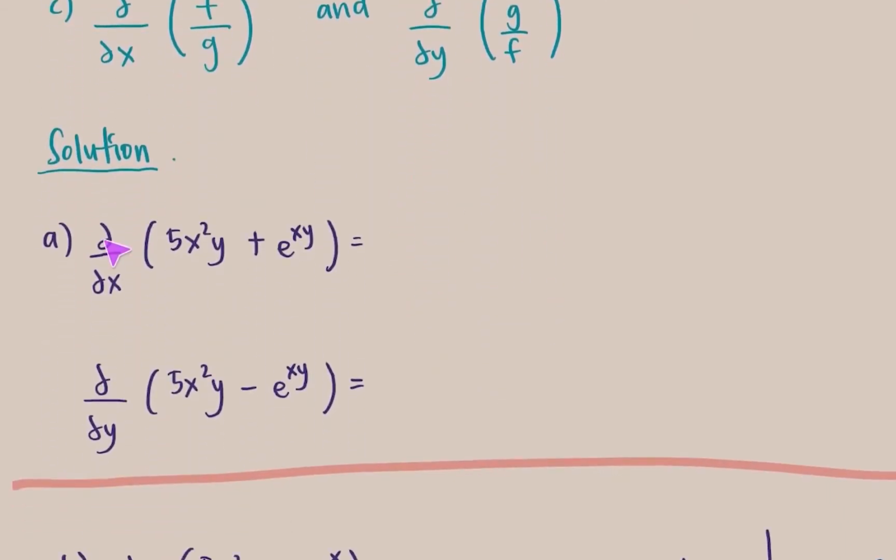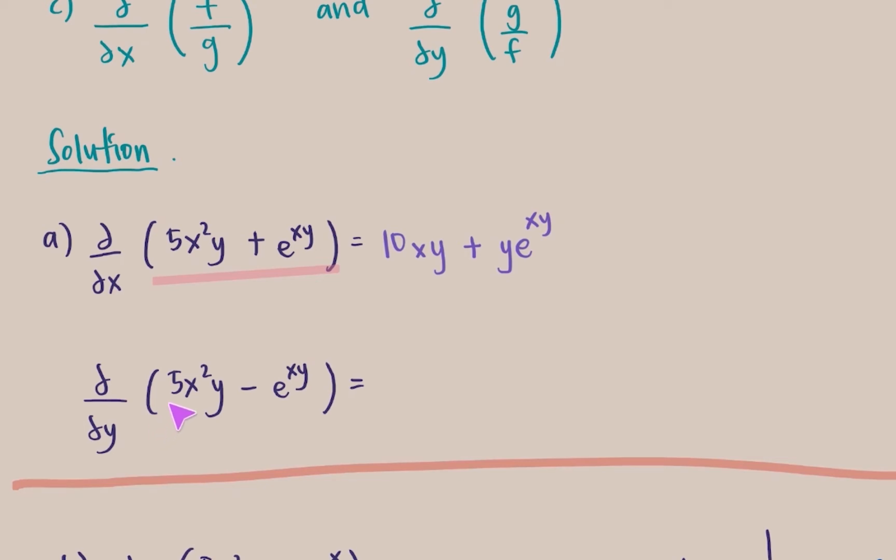The first one is del x for 5x squared y plus e^(xy). So we need to differentiate this one in terms of x, where we assume y as constant. So y is a constant, so just differentiate the term x. So it will be 10xy plus e^(xy). Okay, differentiate the power with respect to x. It will be y, because the derivative of x is equal to 1. Y is the constant. Rewrite the exponent again. That will be the derivative with respect to x for f plus g.